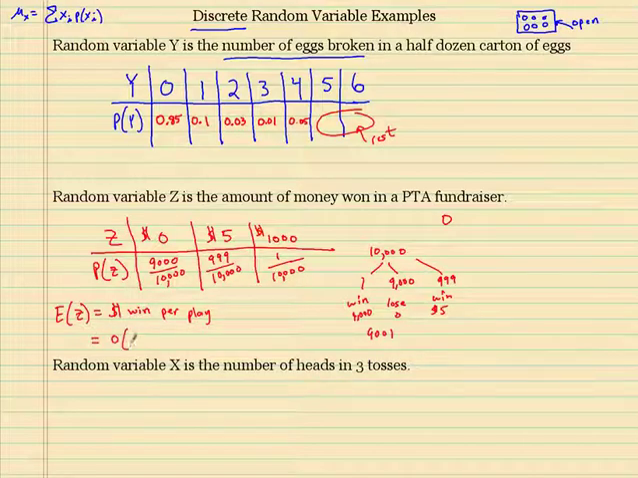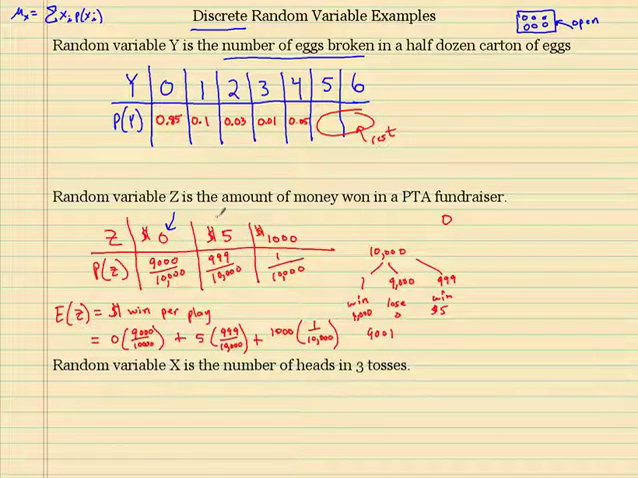The expected value is 0 times 9,000 over 10,000, plus 5 times 999 divided by 10,000, plus 1,000 times 1 over 10,000. Now if you look at this, which one is going to be weighted the most? Well, the one that's weighted the most is this one. So that's going to pull this weighted average down close to 0. It'll be more than 0, but it'll be close to 0.